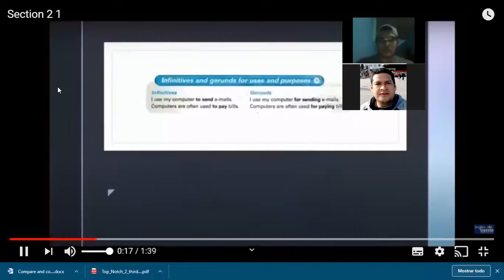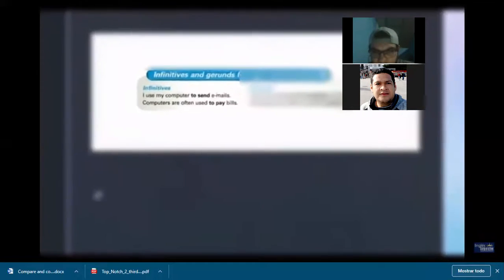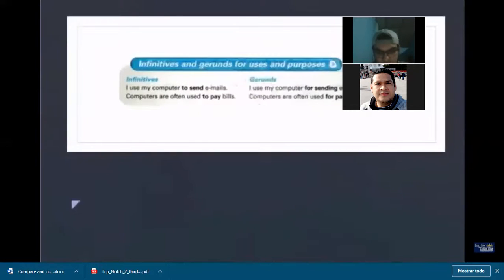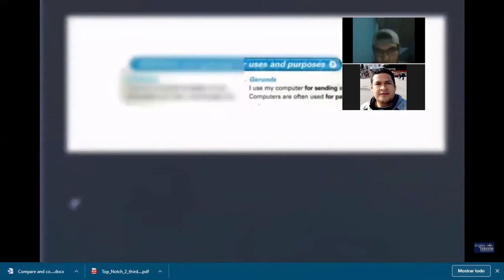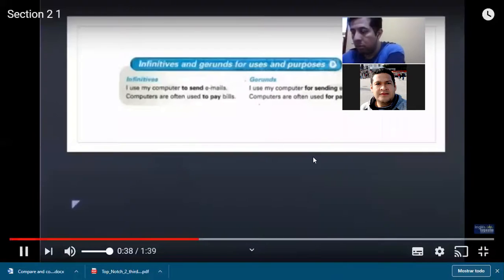Infinitives and gerunds for uses and purposes. Infinitives. I use my computer to send emails. Computers are often used to pay bills. Gerunds. I use my computer for sending emails. Computers are often used for paying bills.